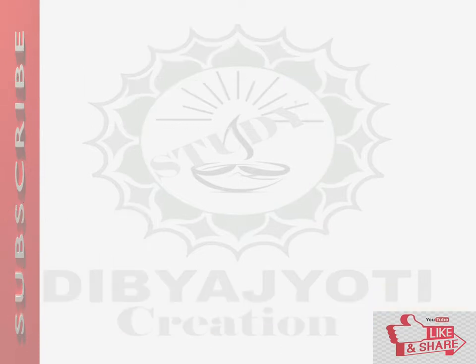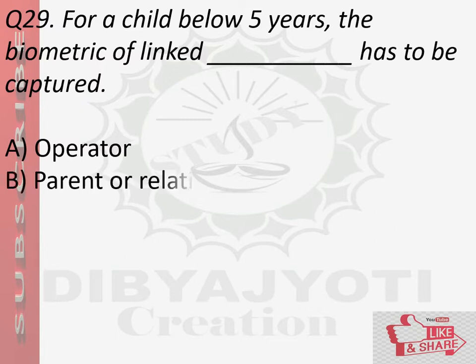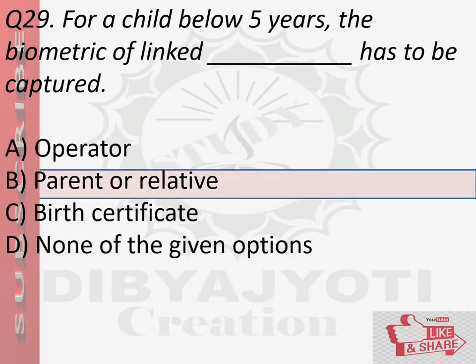Then next, for a child below 5 years, the biometric of linked dash has to be captured. Options are option A operator, option B parent or relatives, option C birth certificate, option D none of the given option, and answer is parent or relative.